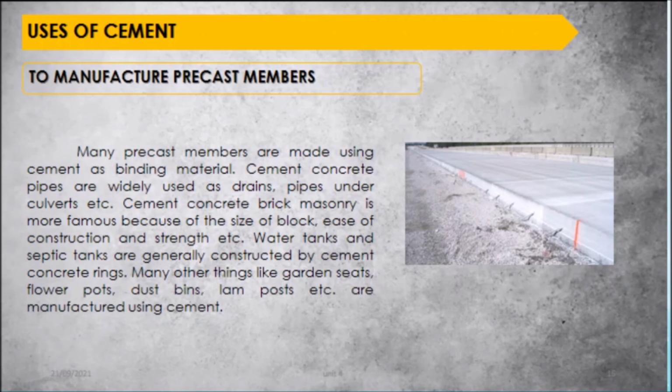Another one is to manufacture precast members. Many precast members are made using cement as binding material. Cement concrete pipes are widely used as drains, pipes under culverts, etc. Cement concrete brick masonry is more famous because of the size of the block, ease of construction, and strength. Water tanks and septic tanks are generally constructed by cement concrete rings. Many other things like garden seats, flower pots, dustbins, lampposts are manufactured using cement.